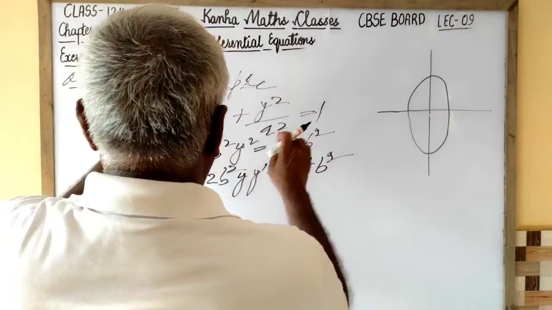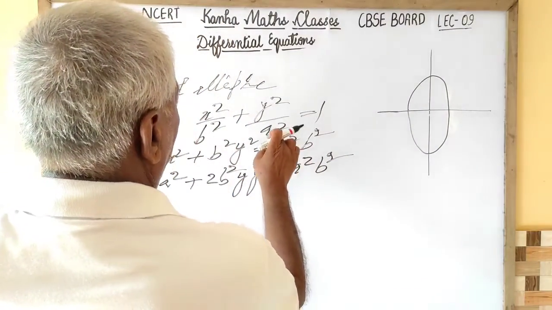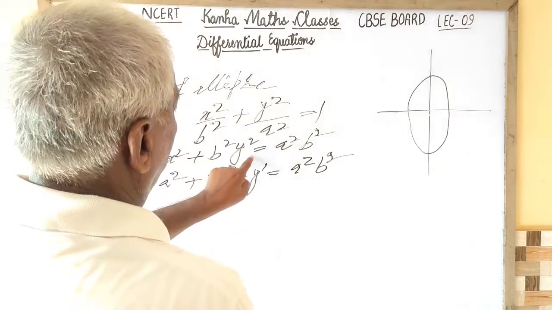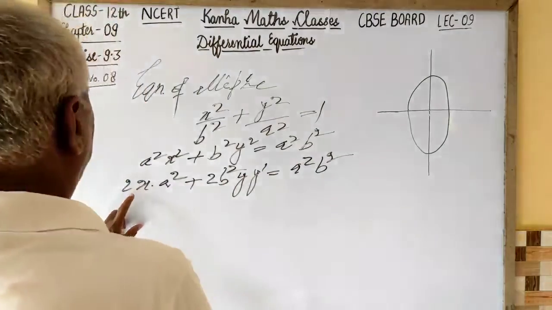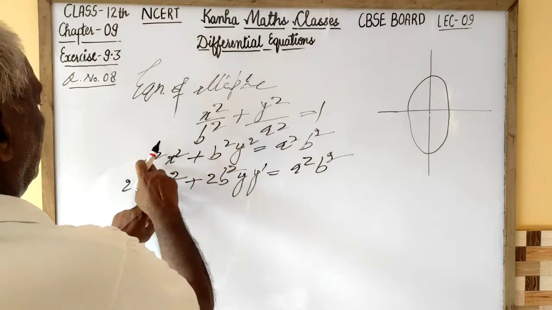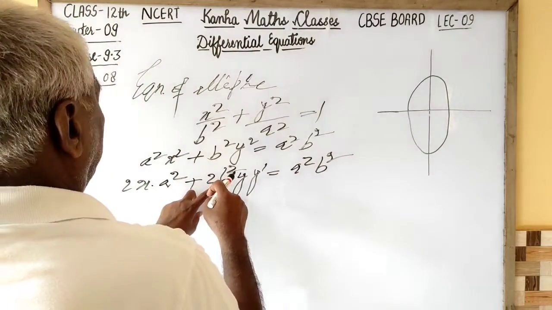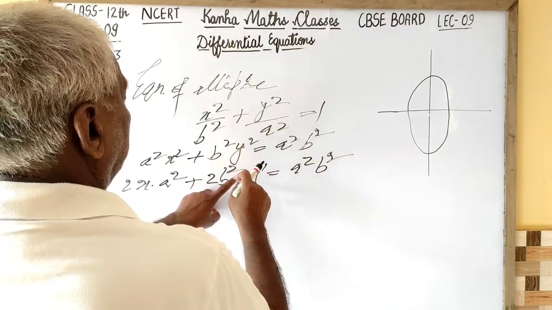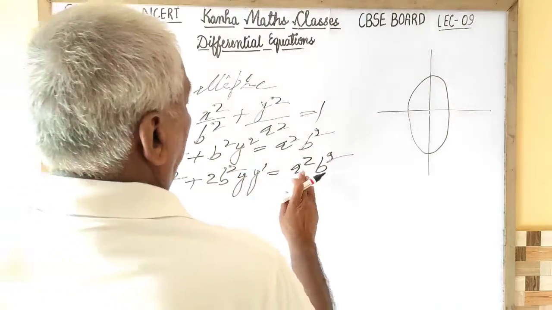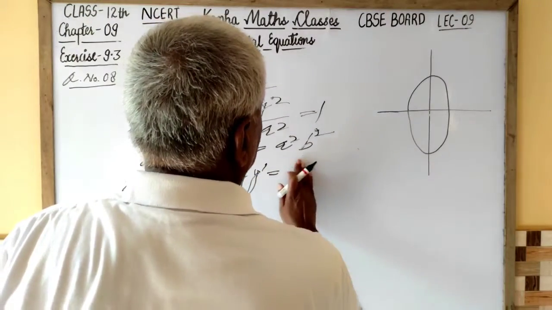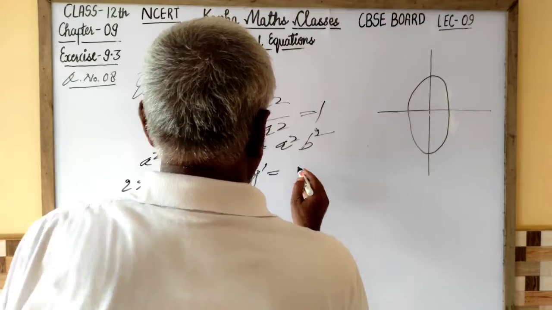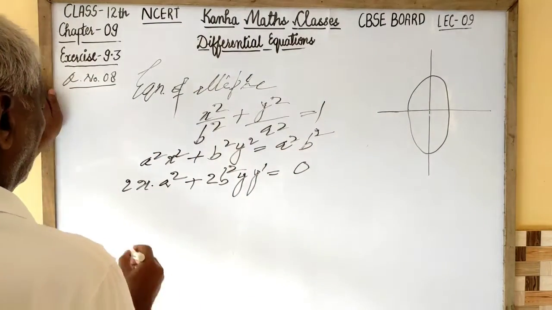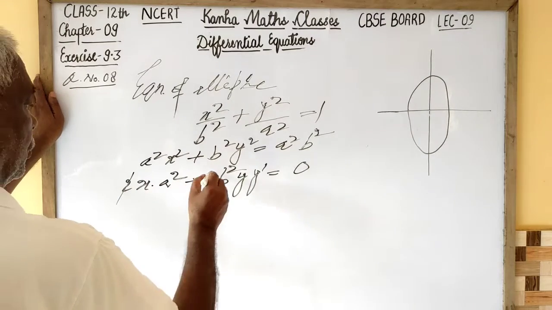Obviously, this ellipse will be converted into this equation by cross multiplication: a square x square plus b square y square is equal to a square b square. Here 2x into a square, and here 2b square y into y dash, and here it will be equal to, being a constant, the derivative will be equal to 0. Now 2 will be cancelled from both sides.